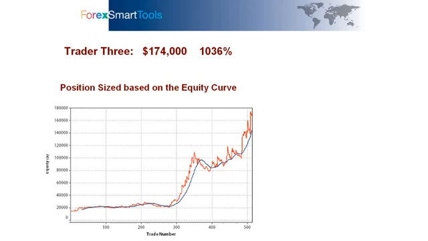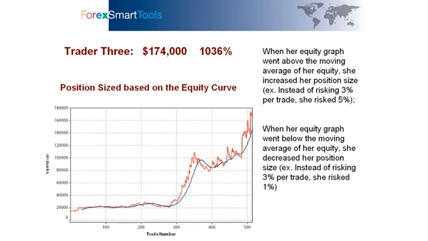You notice that there's a blue line on the chart. That blue line is a moving average, and you're all familiar with moving averages. This is just a simple moving average, and in this case it's a 30 trade moving average. So what she did is, when her equity graph went above the moving average of her equity, she increased her position size. So for instance, instead of risking 3%, maybe she was risking 5%. When her equity graph went below the moving average of her equity, she decreased her position size.